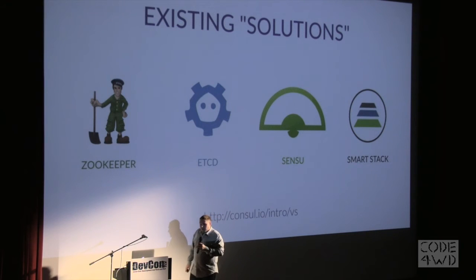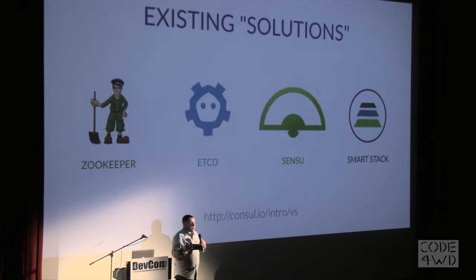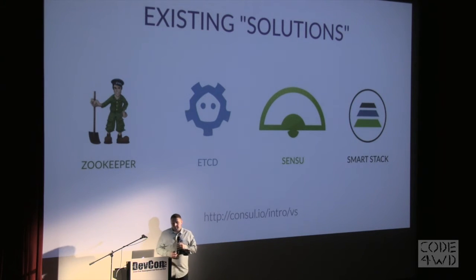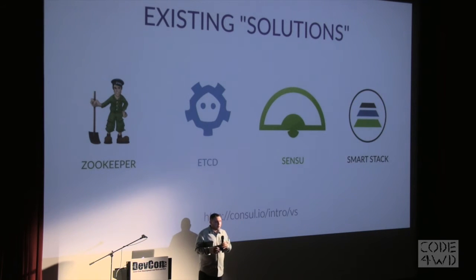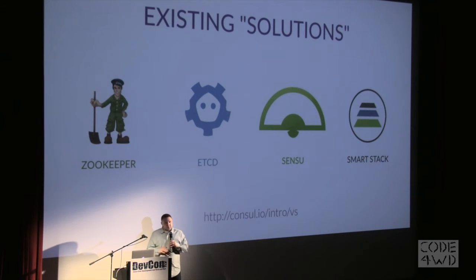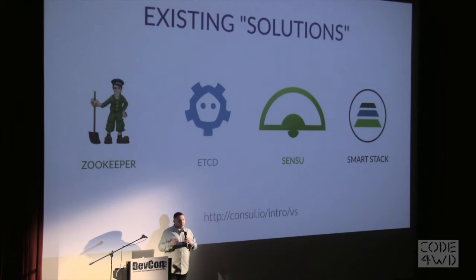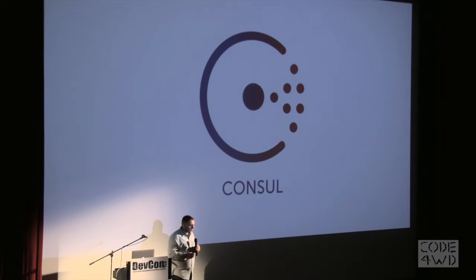So you might have heard of some of the existing solutions, and I always find that it's helpful to draw parallels. You have a tool like Zookeeper, and Zookeeper is service discovery, but it doesn't have that distributed key value store. It doesn't have the built-in load balancer. You have etcd, which is a distributed key value store, but doesn't do the service discovery component out of the box. And then you have Sensu, which is very similar to Nagios, an open source monitoring solution, but it's not going to do load balancing. It's not going to do any of the service discovery components. And then you have SmartStack, which does a lot of these things, but not really at scale. So we looked at the marketplace, and that's why we wrote Consul.